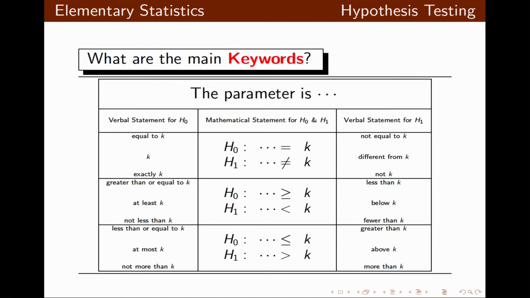Now, on the other hand, for the alternative hypothesis, anything that shows inequality would be alternative hypothesis, such as not equal to, different, less than, below, fewer, greater than, above, more than. These are some of the examples of keywords for the alternative hypothesis.